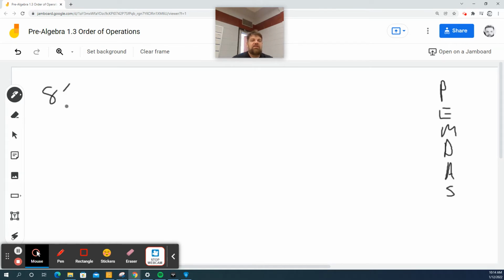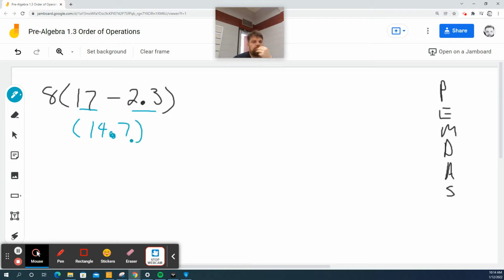So anyways, if I give you something like this, and I say 8 times the quantity 17 minus 2.3, we're going to go through and do the parentheses first. So that means I have to do the work inside the parentheses first. So I'm going to focus on 17 minus 2.3. Now, when I do that, that becomes 14.7.